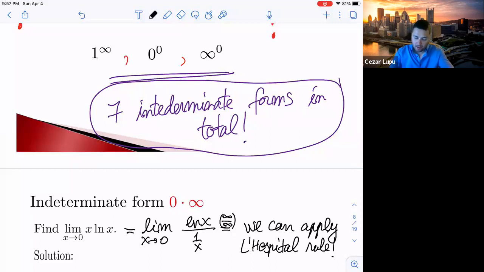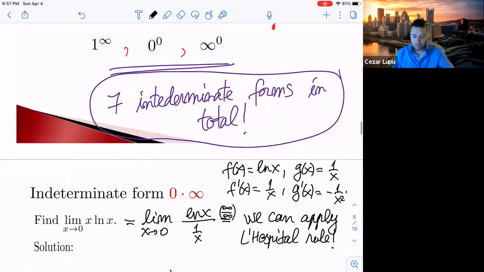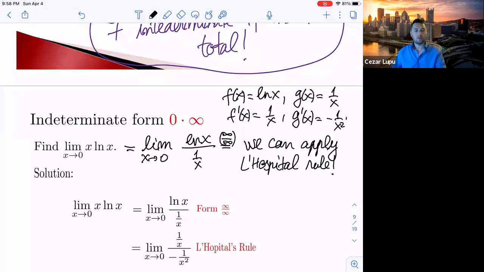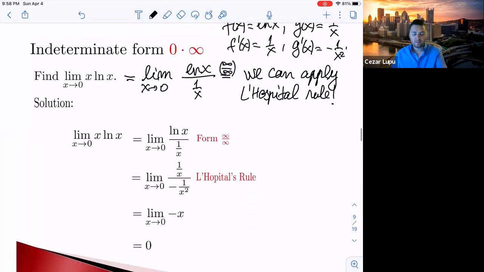Great. So in our case, f of x is ln of x, and g of x is 1 over x. So f prime of x is 1 over x, and g prime of x is negative 1 over x squared. Great, so let's do that. Once we apply L'Hopital rule, this will give us the limit as x approaches 0 of 1 over x over negative 1 over x squared. Well, we don't need to apply L'Hopital rule again. We can just do the algebra, because this will be equal to the limit as x approaches 0 of negative x, and then we can easily plug it in. This will be negative 0, which is 0. And there we go.